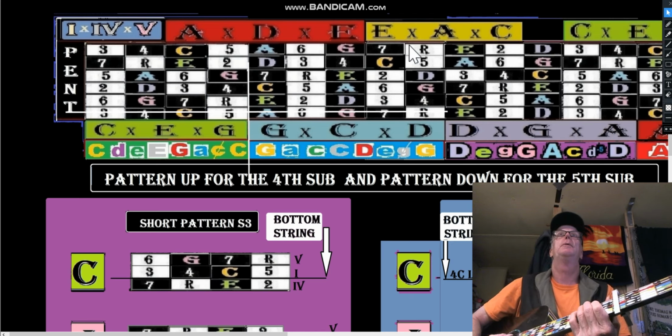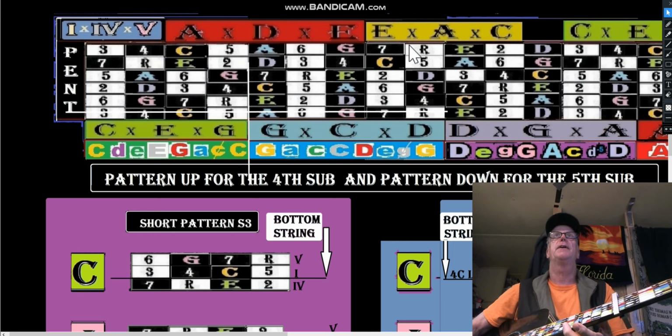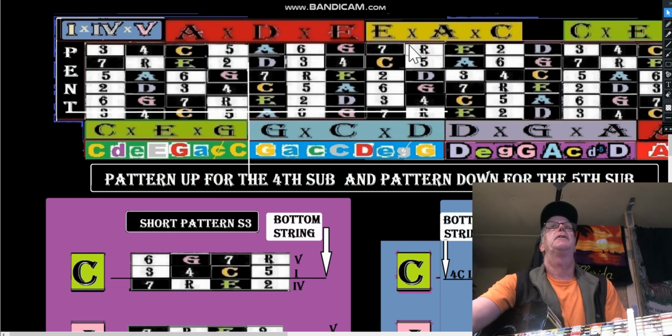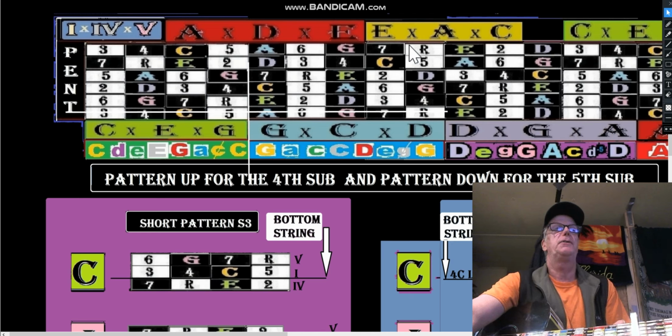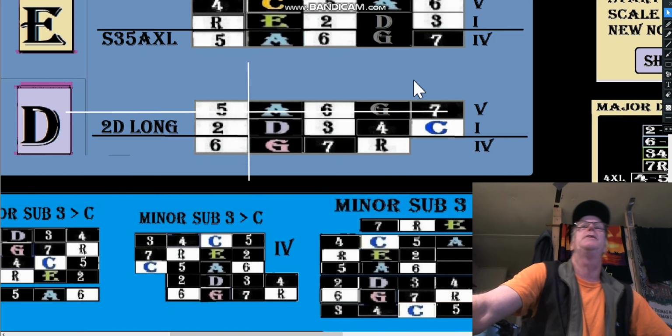So let's play it one more time. We got 5, 6, root 2, 3, 5, 6, root 2, 3, 5, 6 is an A there. So we were in the A because remember, A was what? A is the fifth of D. We were on the D before. Remembering where we are is key.